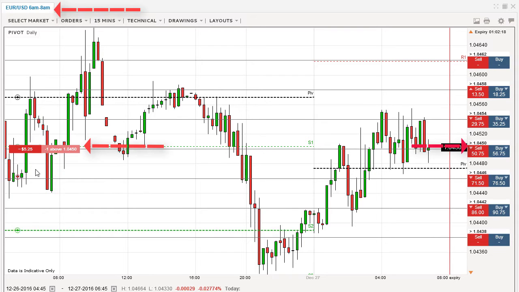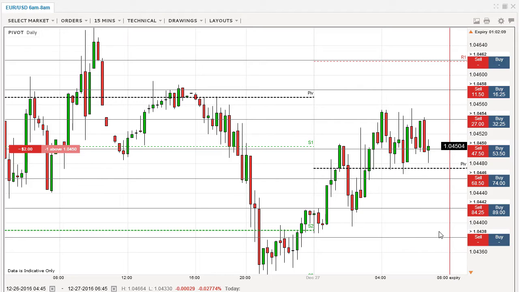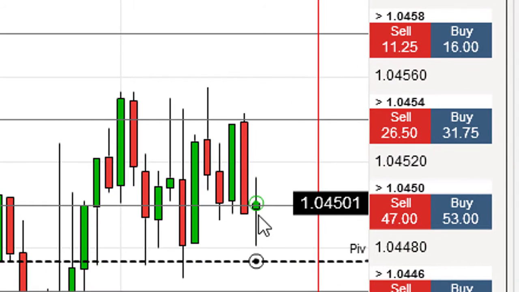This is a trade that I'm in on the euro dollar. I'm short. I believe it will be below 0450. I entered right before this bar closed. I had about $49 of risk, and I'm expecting it to go down.